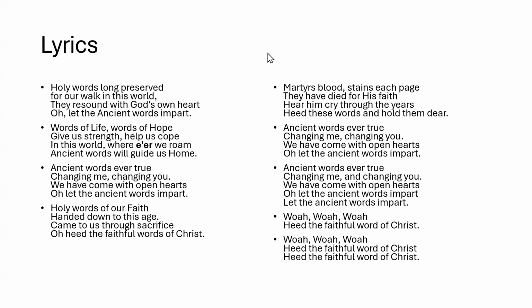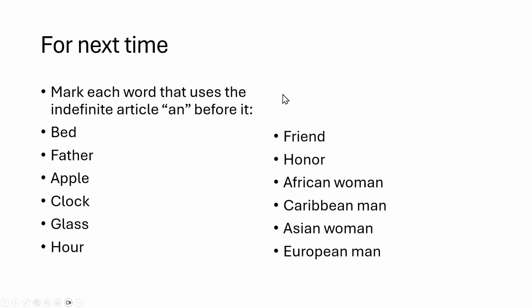All right, I'll go through the homework for next week, which I call for next time. In this list of words, I would just like you to mark each word that uses the indefinite article an before it. So go through what we talked about this week, figure out which words get the an and which ones do not. I think I covered all of these words, so it shouldn't be difficult. I try to make tests easy, but I also want you to practice during the week. So until next time, please read through the curriculum again.